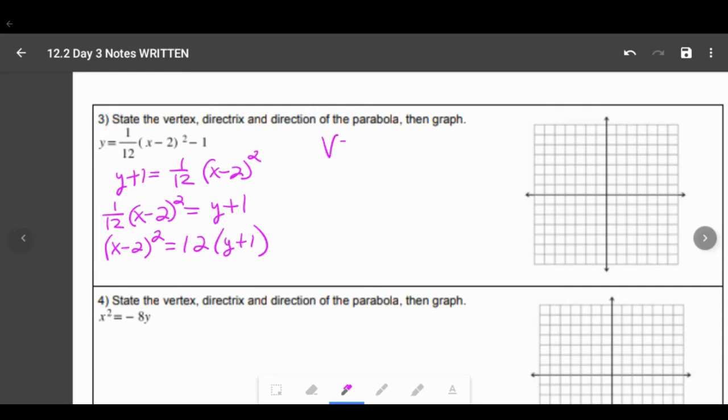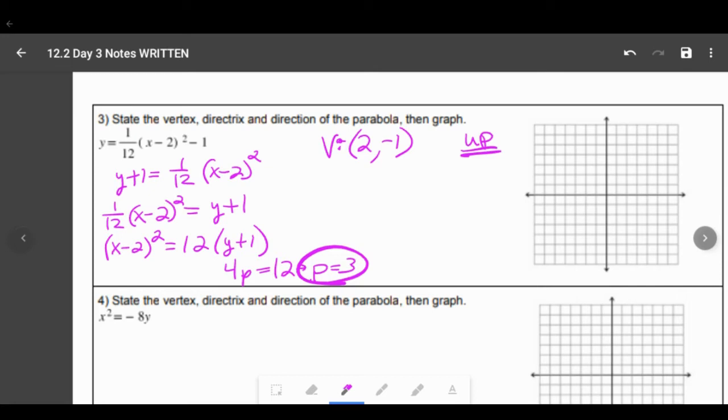So I say, all right, my vertex, that's just really easy. Opposite, right? It's a nice thing. I like to notice the direction right away also. It opens upwards. You say, how do you know that so fast, Mr. A? Well, here you can look. I have a positive p value, because 4p equals 12, so I know that p is 3. It's positive. The x is what was squared, so that tells me it's going to move upward.